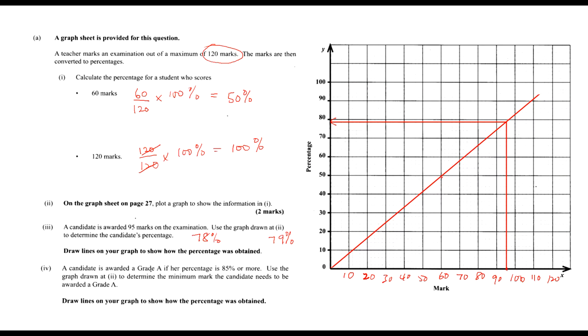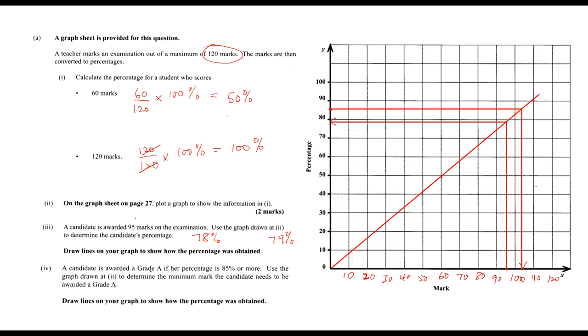Now they tell you that a candidate is awarded a grade A if the percentage is 85% or more. So we need to find where 85% is. 85% is in the middle here. So I need to draw a horizontal line at this point, and then come down, and then we read off this value here.